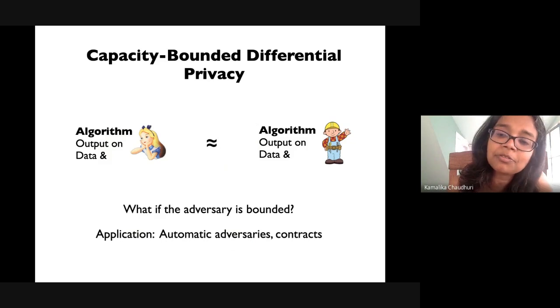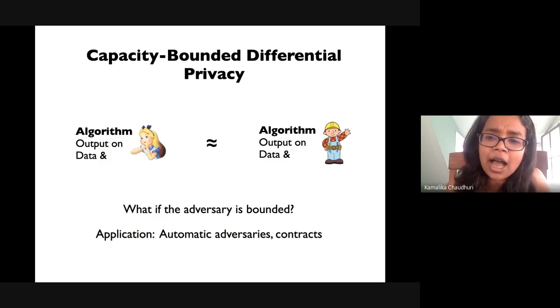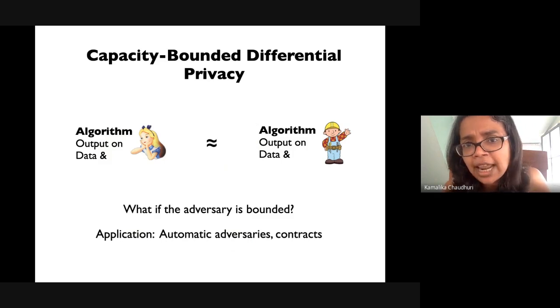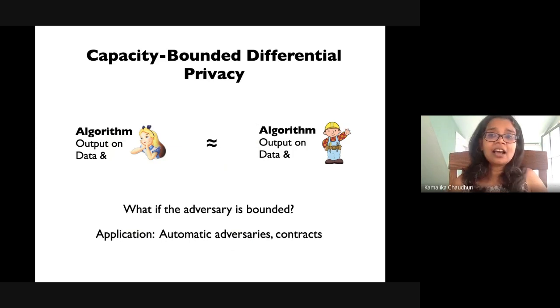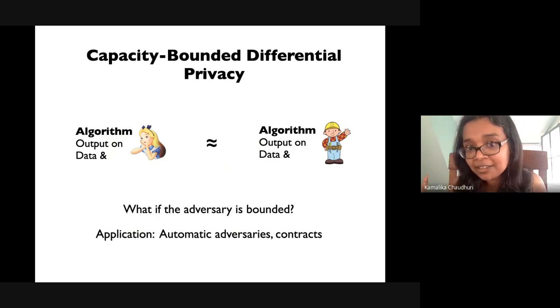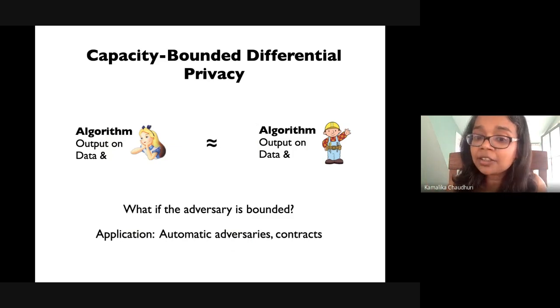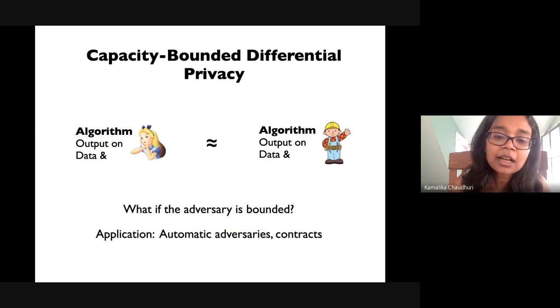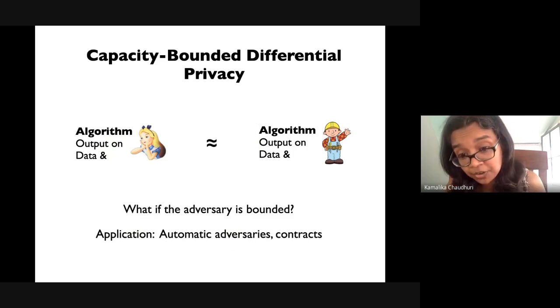So there's a difference between, let's say, I know something about my neighbor and I look at the output of a private algorithm and I compute something else. This sort of thing could scale a lot more if you had an automatic adversary who could do this, right? So in some sense, if automatic adversaries can violate privacy, that is more dangerous. So that could be one application. Another application would be data usage contracts.